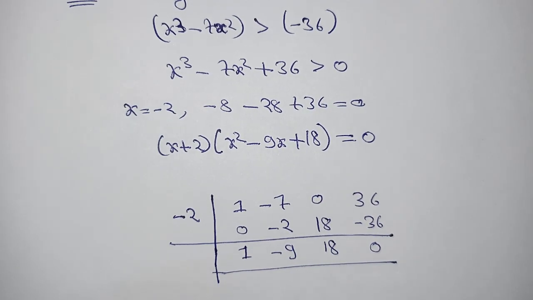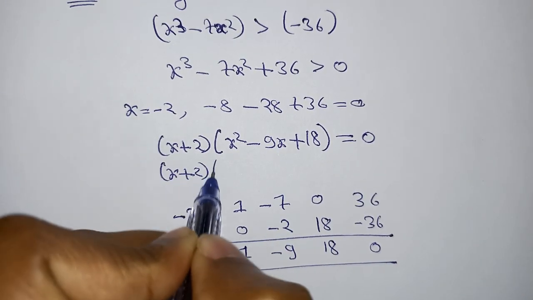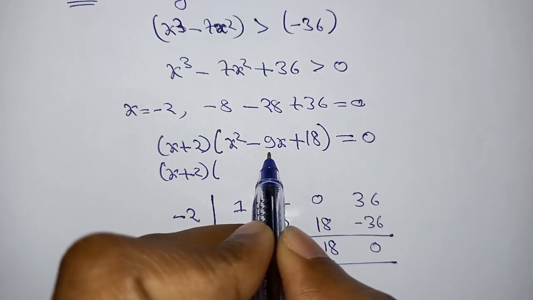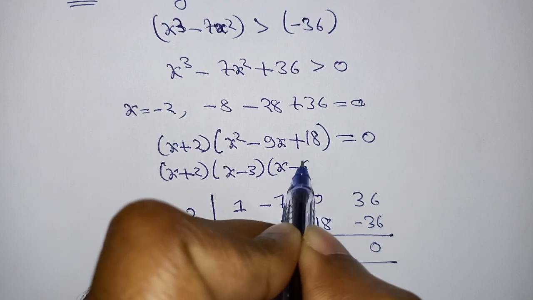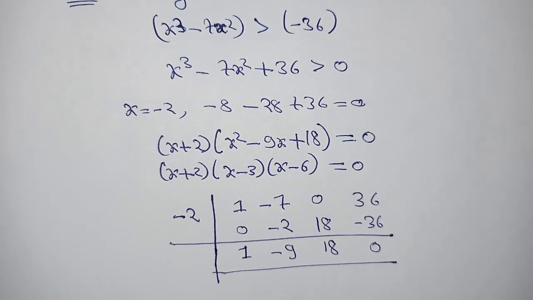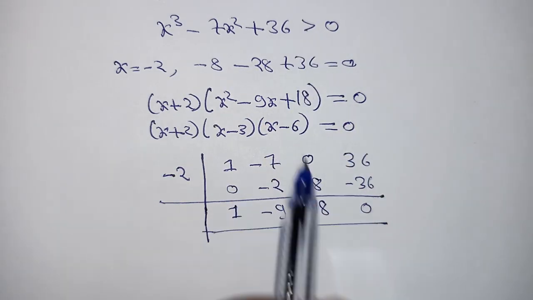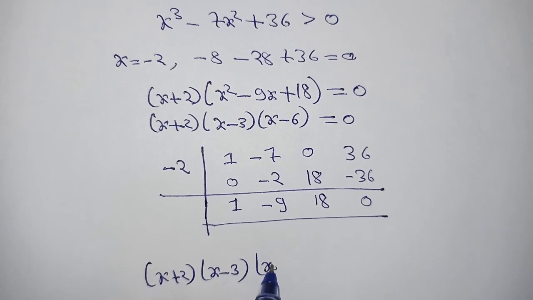So we can also factorize this part. This will give the factors x plus 2, and here we have 18, so we can factorize as minus 6 and minus 3, so we have x minus 3 and x minus 6 equals 0. So we have three factors here, but in the original portion the sign is greater than, so we can write it as x plus 2, x minus 3, x minus 6 is greater than 0.